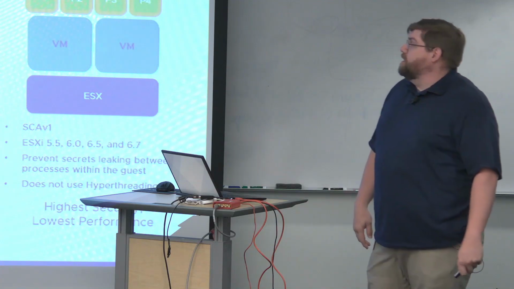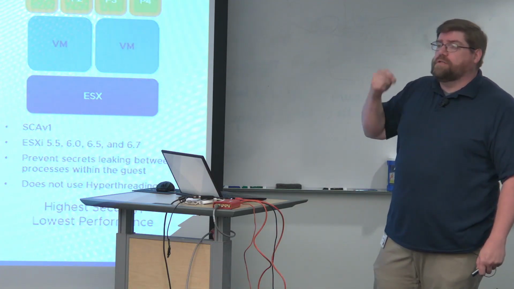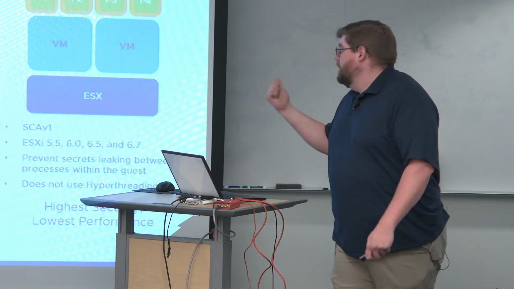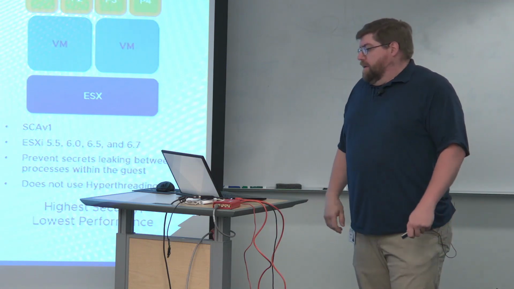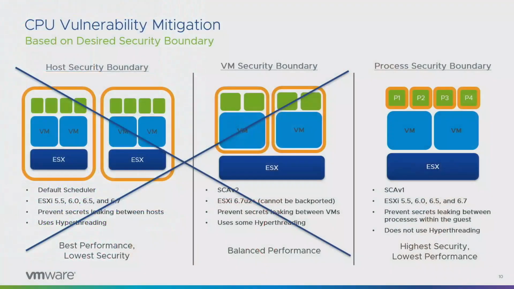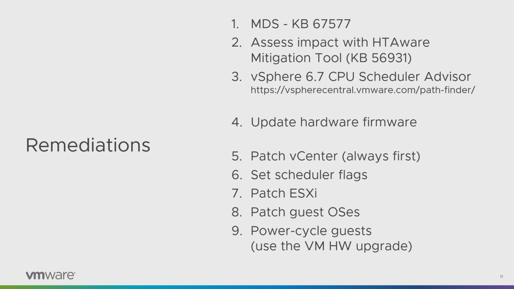So the moral of the story is, if you're really interested in security, it's SCA version 1 or bust at this point. We lost hyper-threading, at least on Intel, and SCA version 2 is better than nothing. Better than the default scheduler. So, I left this slide in here. Remediating for a CPU vulnerability is kind of a complicated thing. It's got business decisions, it's got risk decisions in it, and it's not just a straightforward patch.